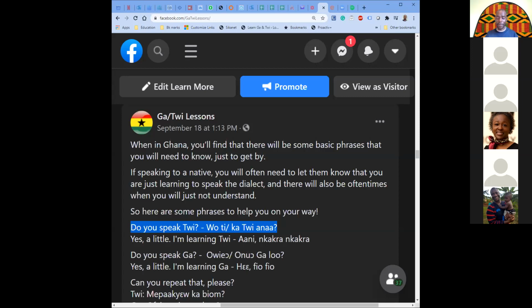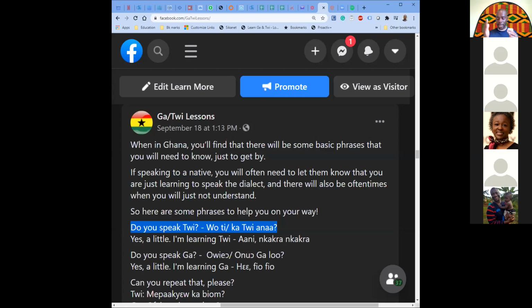We've done this right at the beginning. Metitri. Good. Thank you very much. So to say "I understand," exactly, perfect, mete tree. But to say "I understand a little bit," you will say mete tree, nkakra nkakra.